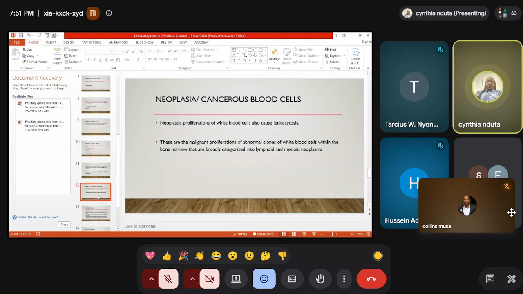So sometimes cancers can cause multiplication of these white blood cells, yeah, so that you have abnormal clones of white blood cells in the bone marrow that are multiplying, and therefore you can have lymphoid and myeloid neoplasms, yeah. So again, if you have too much proliferation, you need a peripheral blood film to check what kind of cells are being released. But at the same time, you also need a bone marrow aspirate to check what type of cells are being released into the bloodstream.